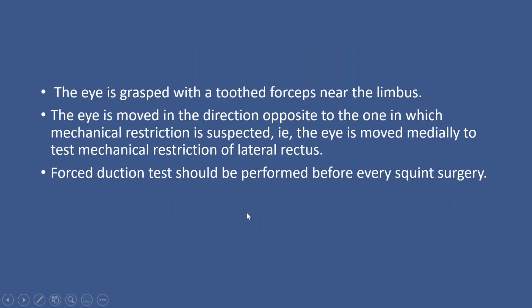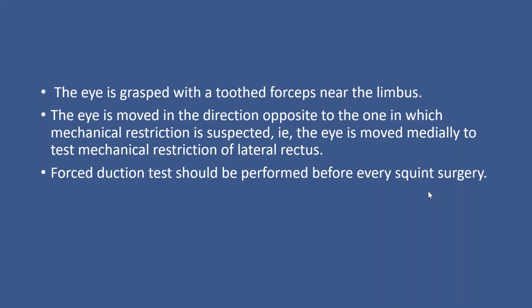Now the eye is grasped with a toothed forceps near the limbus, okay? Why do you want to do that? Because you want to hold the conjunctiva and episcleral tissue together, because if you do it otherwise, the conjunctiva will tear. Then the eye is moved, okay? The eye is moved in the direction opposite to the one in which the mechanical restriction is suspected. For example, you're expecting that maybe there's a mechanical restriction of the lateral rectus.